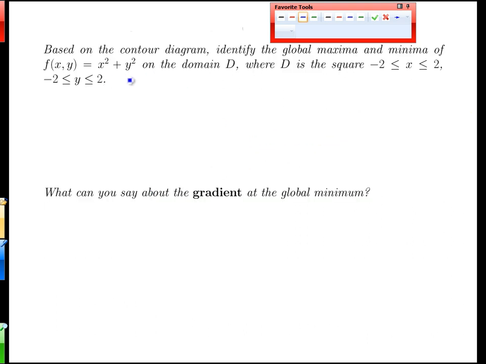From the contour diagram, let's talk about the identification of global maxima and minima. What we're going to do to make this feasible is identify a limited domain. We're going to limit it to the square -2 to 2 in both x and y. So let's take a step back here.